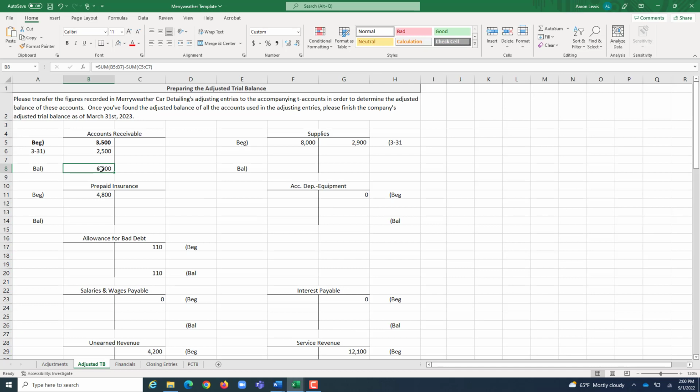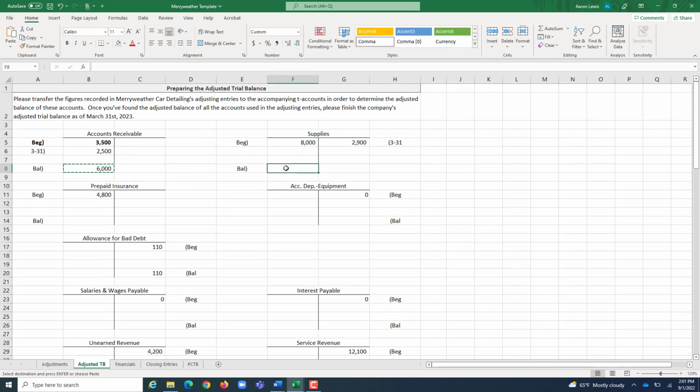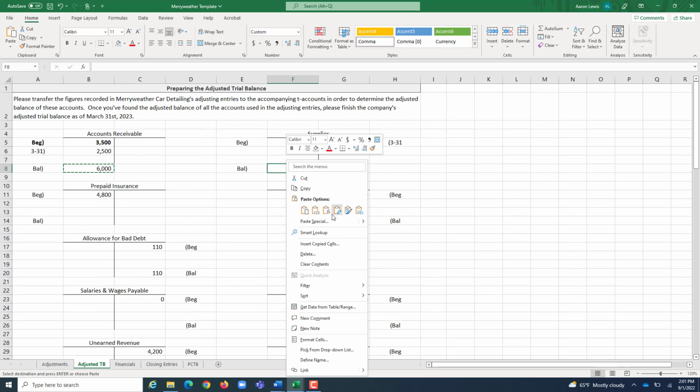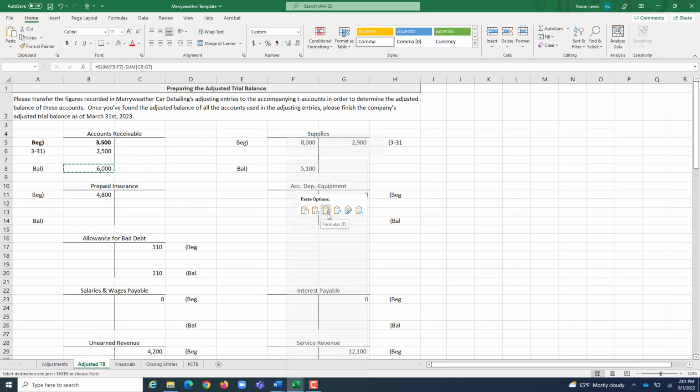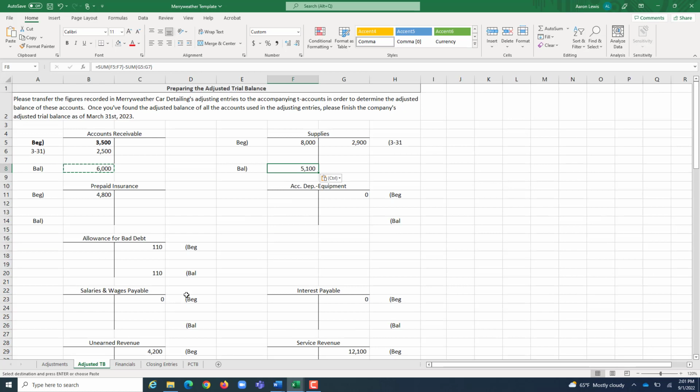So I'm going to transfer that $2,900 credit over to my T accounts. And in Excel, I can cheat right now and copy that formula over that I had before, debits minus credits, by right-clicking, hitting copy, going to the cell that I want to put it in, and right-clicking again. I get this little paste option, f(x), for formulas. And now our debits minus our credits equals $5,100, which was indeed our physical count of supplies.